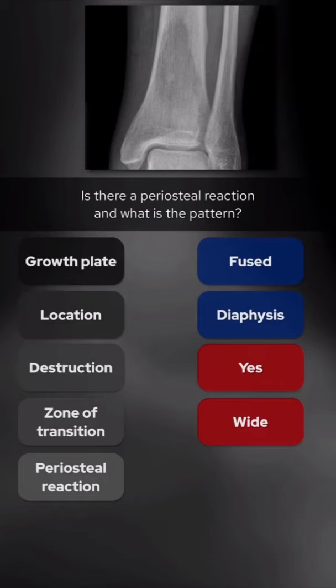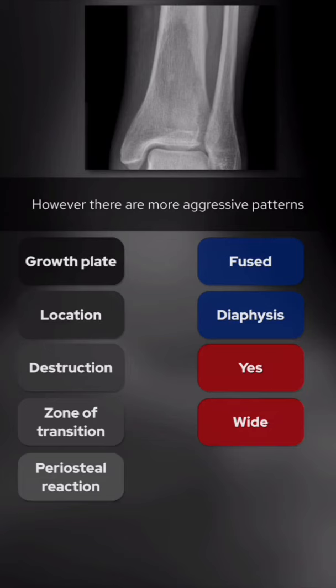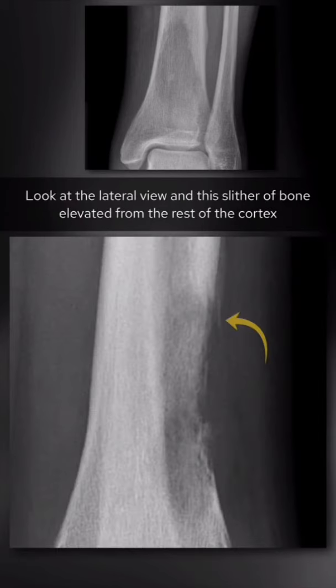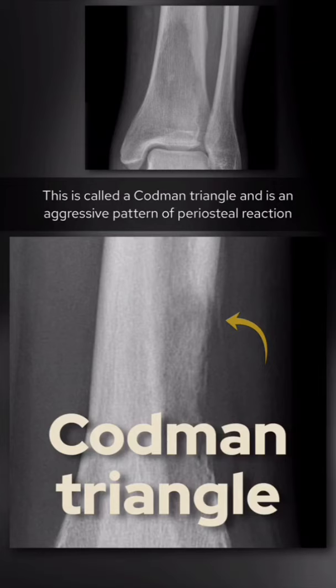Is there a periosteal reaction, and what is the pattern? Thick periosteal reaction can be a marker of a benign lesion. However, there are more aggressive patterns. Look at the lateral view and the sliver of bone elevated from the rest of the cortex. This is called a Codman triangle and is an aggressive pattern of periosteal reaction.